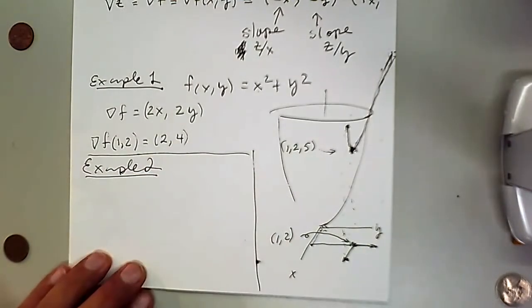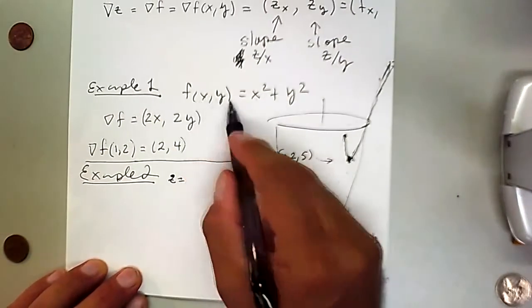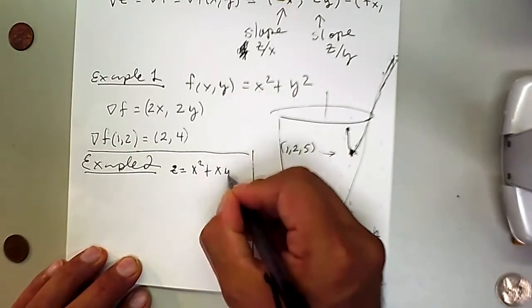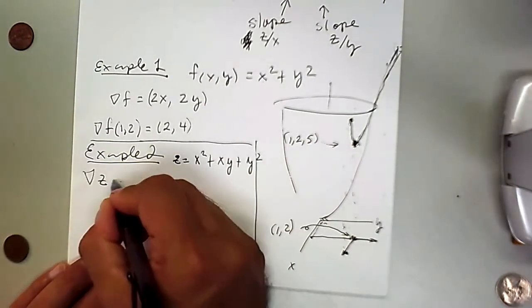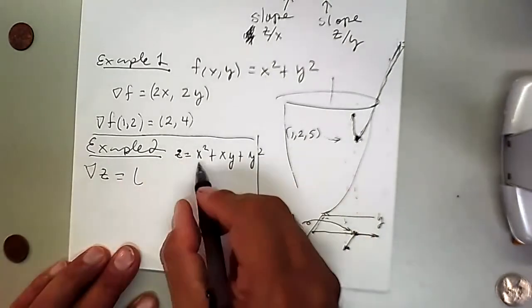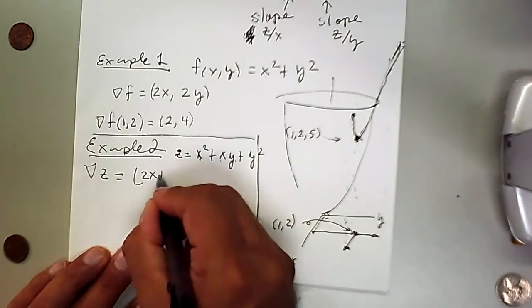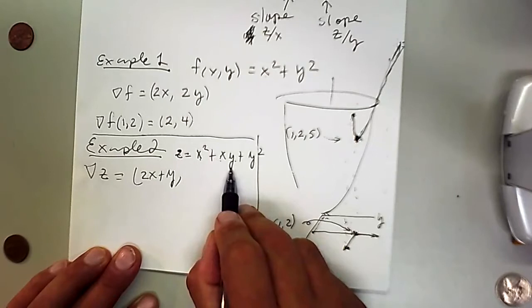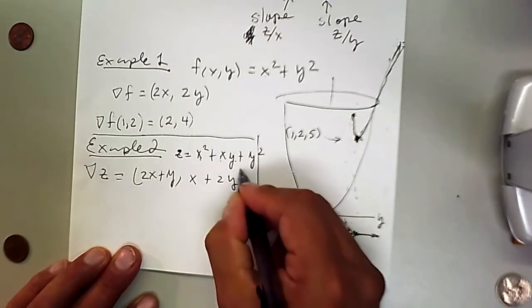Example 2, let's say z. Notice that I'm using a different notation. Instead of f of x, y, I'm calling it z, same difference. z equals x squared plus xy plus y squared. And what is the gradient? The generic gradient would be the derivative with respect to x, 2x plus y, comma, and then the derivative with respect to y, which is x plus 2y.